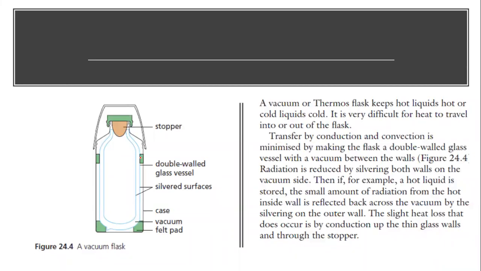And then to minimize the radiation, I have painted the surfaces silver, because silver is a bad conductor and a bad emitter of heat. So once you have the knowledge regarding conduction, convection, and radiation, you can use this information to figure out how to insulate different objects.